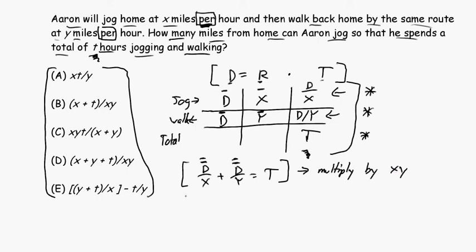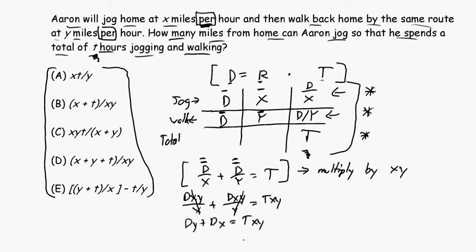So if I multiply this first term by xy, I'm going to do the whole thing out just for the fun of it. I have dxy over x plus dxy over y equals txy. And then working from there, notice what cancels. The x's cancel, the y's cancel. So I have dy plus dx equals txy.